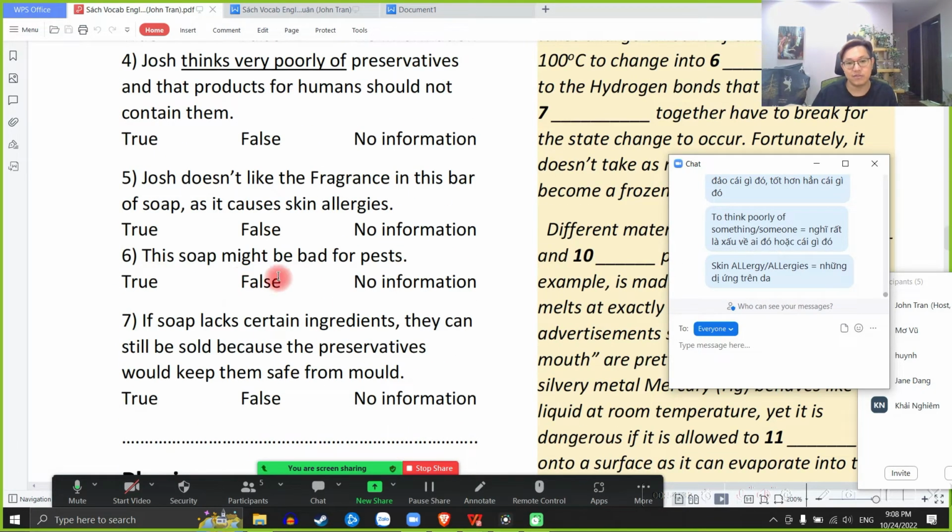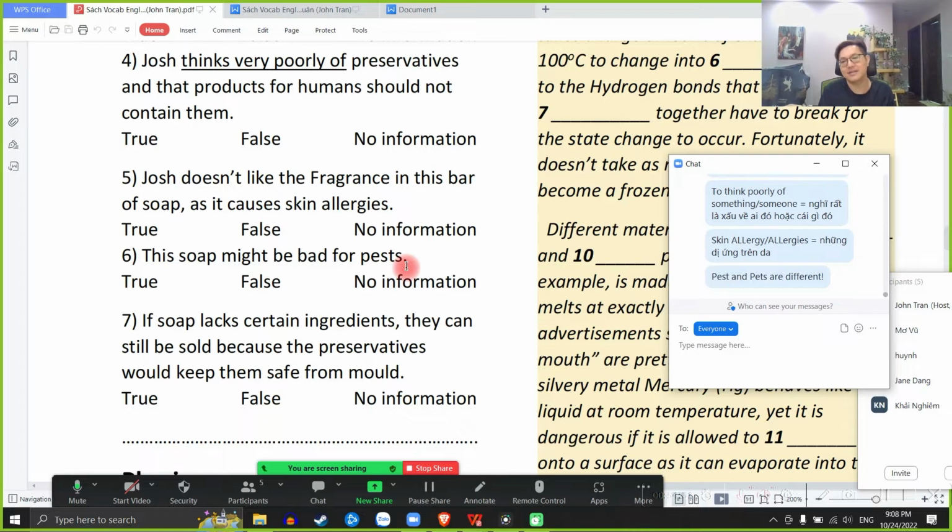This soap might be bad for pests. Cái cục xà bông này có thể rất là tệ cho những con côn trùng phá hoại mùa màng không mong muốn. Remember, pest and pets are different, right? Một cái là thú nuôi, một cái là những con phá hoại mùa màng. Pests and pets are different.